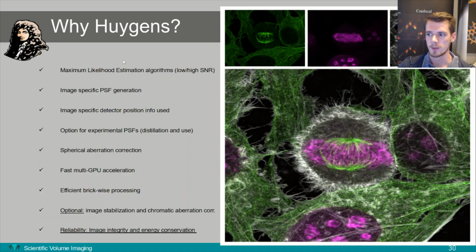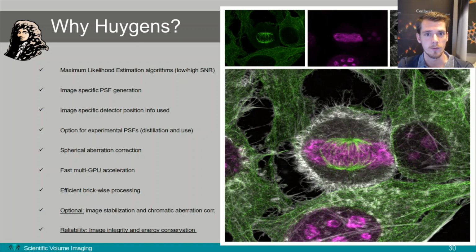After deconvolution, you of course want to perform analysis. And Huygens is known for its maximum likelihood-based deconvolution algorithm. Combined with the fact that we generate a PSF specific for your image based on its microscopic parameters, and using the detector info position of the array of detectors, you can get great results. There is also the option of using beads to distill an experimental PSF, as I mentioned, which can then be used to deconvolve your images or to keep track of your microscope quality as a quality control.